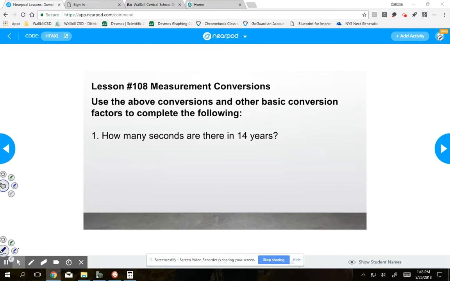So for this one, we want to change seconds to years. Now, at the top, I have some conversion factors for you. On the regions, on the reference sheet, the conversion factors will be there for you. So know that if you have something like this on the regions, you can look at the reference sheet and all the conversion factors will be there for you.